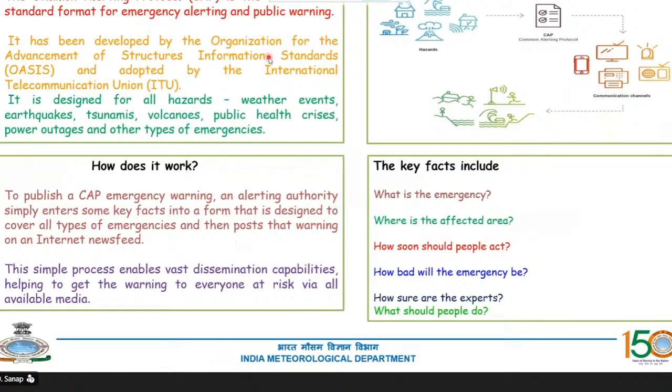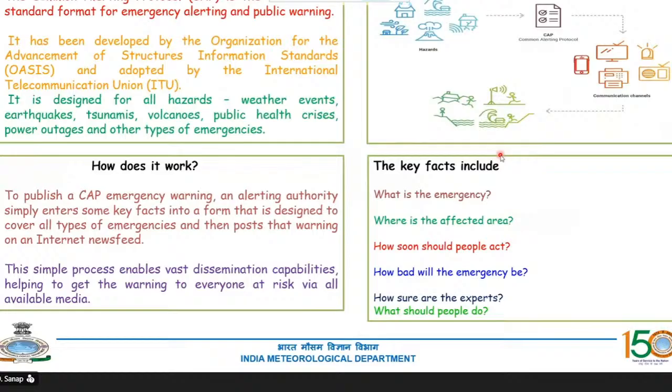So what is the Common Alerting Protocol? This is an internationally accepted system wherein, for example, a weather hazard is going to affect your region. For example, it is a cyclone, and if the cyclone is approaching your region, then as a warning issuing agency, we will issue the warning, and then we'll demarcate the areas or the region which is going to be affected by this particular cyclone.